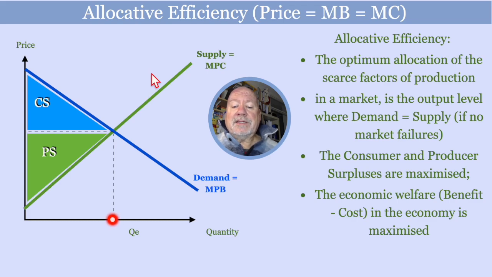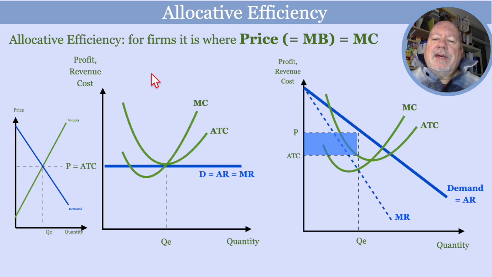So you've allocated the correct number of factors of production into this market, because you've maximized the surpluses, and you have managed to get to a point where, going on from there, should I produce one more? Well, the extra cost of using up the scarce factors exceeds the extra benefit we would get from it, and so the answer is no, we shouldn't. So allocative efficiency: price equals marginal benefit equals marginal cost initially, year one. Okay, it gets a bit more complicated sometimes in year two.